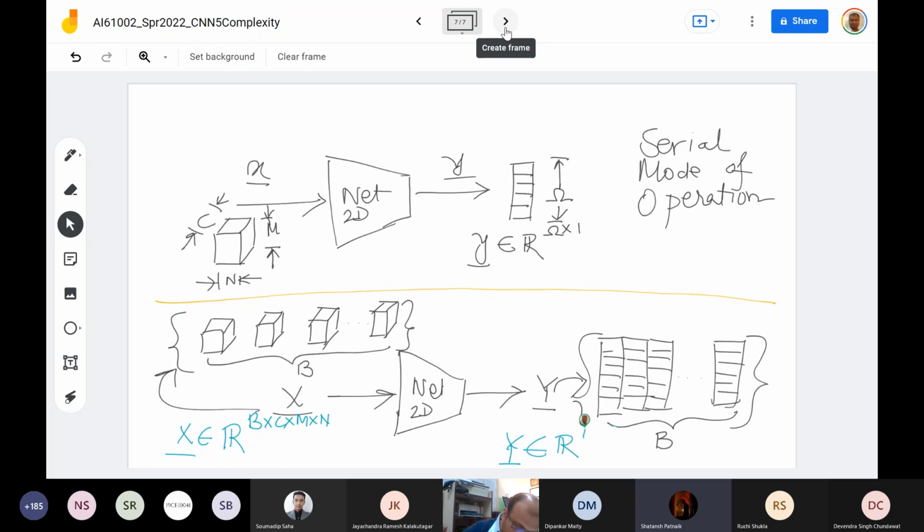Sir, B cross omega cross 1 or only B cross omega? No, this will be B cross 1 cross omega. Oh, sorry, B cross omega cross 1. You are right. B cross omega cross 1. This is what I'm going to get in case of my Y's. And this mode of operation is what we call batch mode of operation.